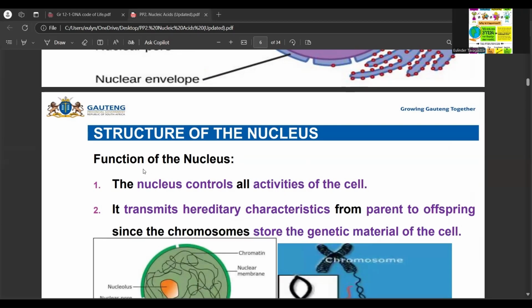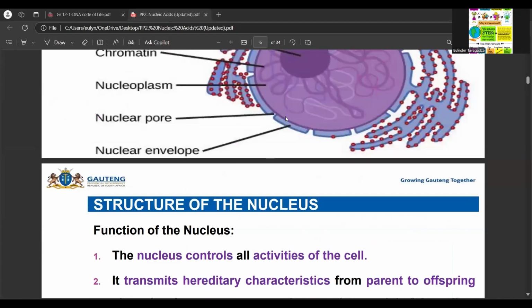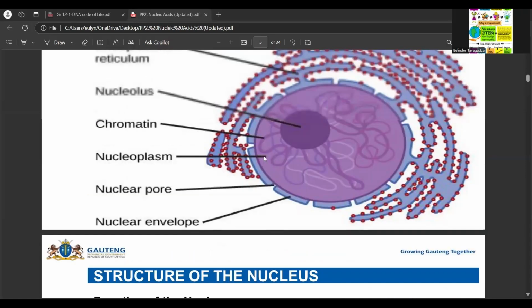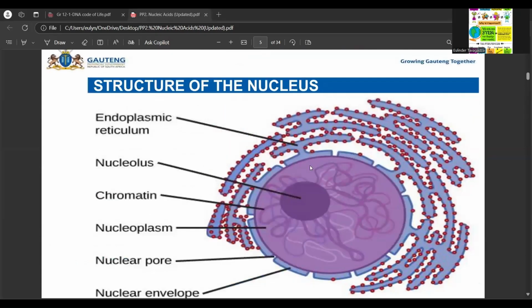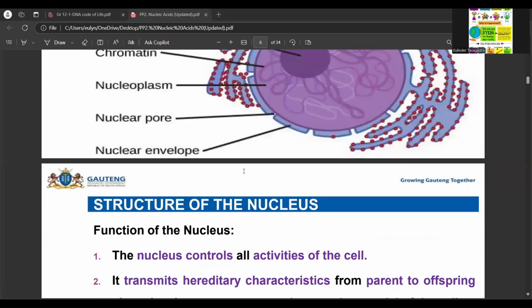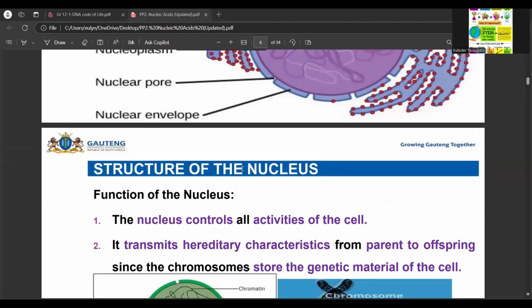Now we've seen the structure of the nucleus. This is the nuclear envelope, because you might be asked to label. You have the nuclear pore, nucleoplasm, chromatin, a nucleolus, endoplasmic reticulum. In biological terms, you might be asked, what is a chromatin? What is a nucleus? These are some of the terms you may be asked to define.